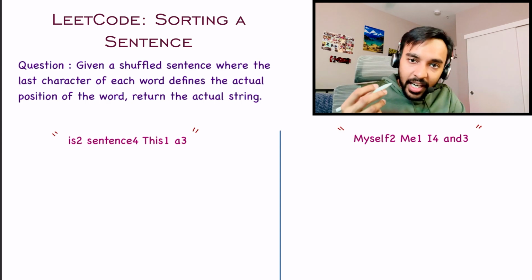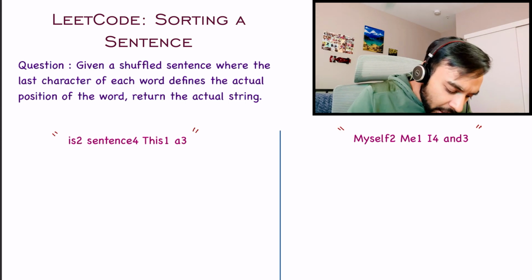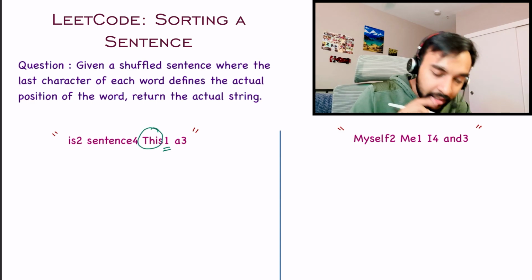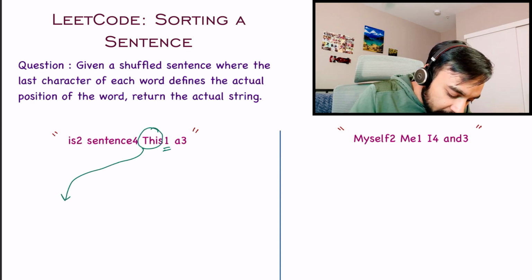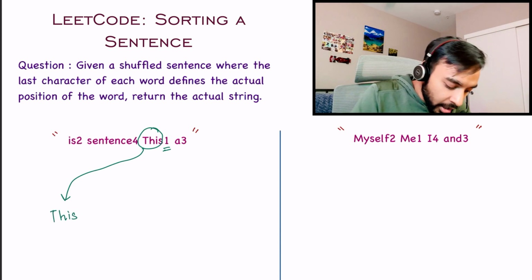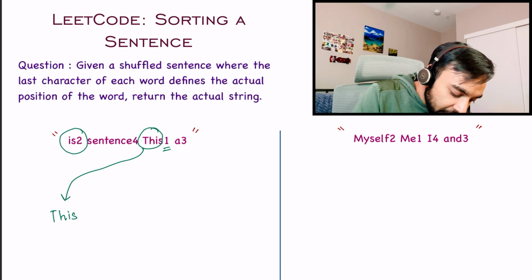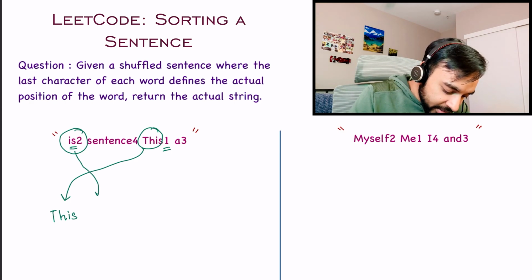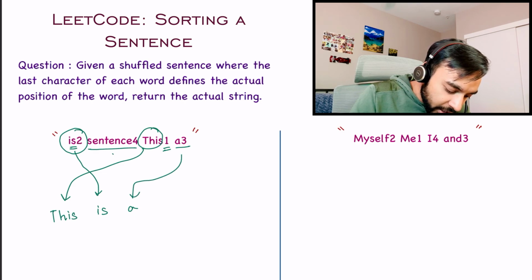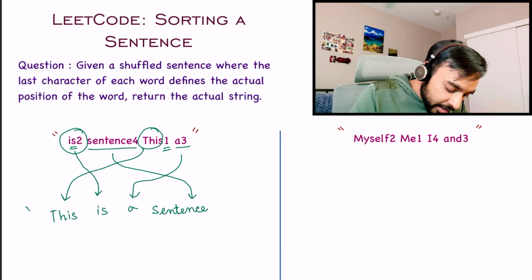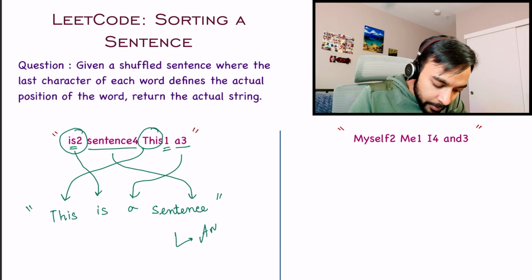So to understand it better, let us look at the first test case. If you look at the first test case, I see the index 1 over here, right? And this is my word, this. So this will come at the first place. Next, you have to find the second word, right? So when you look for 2, you see is2. And this is the actual word, right? Is. And this will come at the second place. Then you have a. And then you have the last word, that is sentence. So for test case number 1, this is your answer. You need to return this.